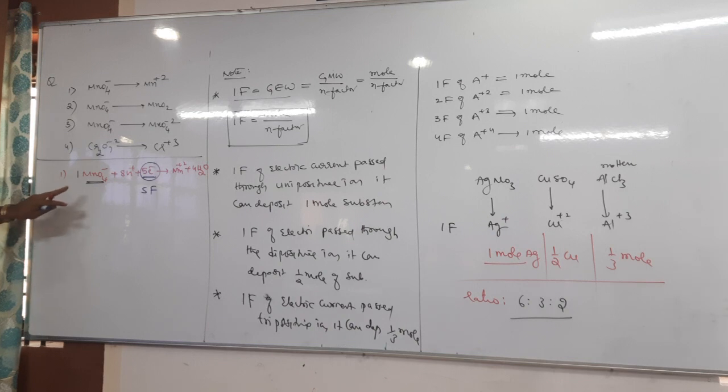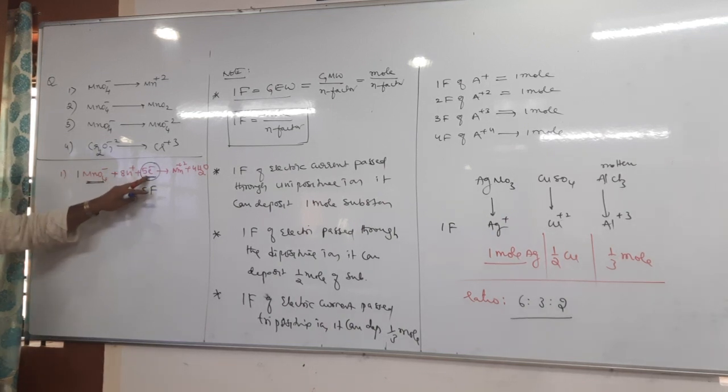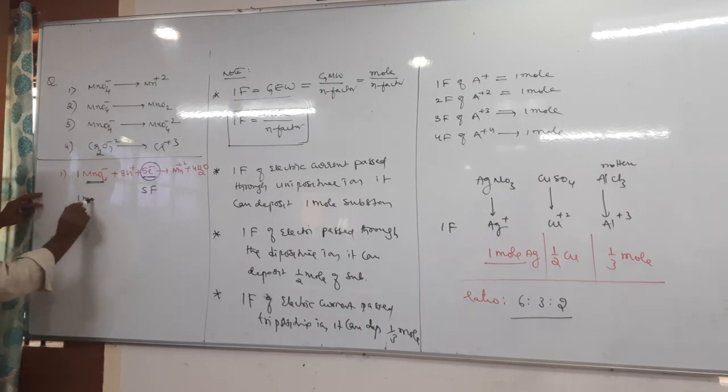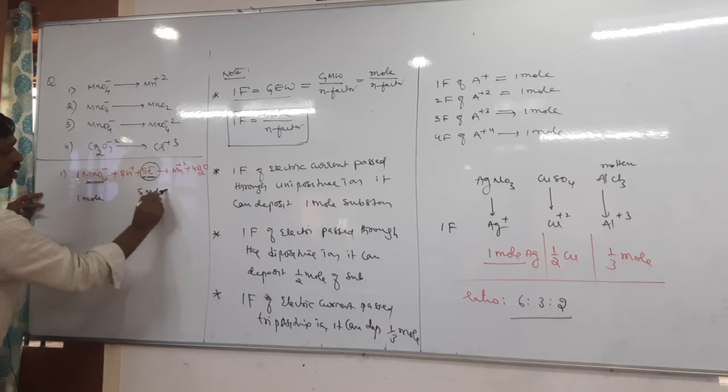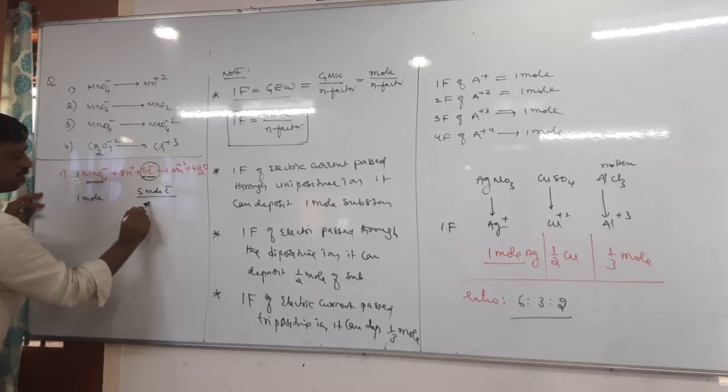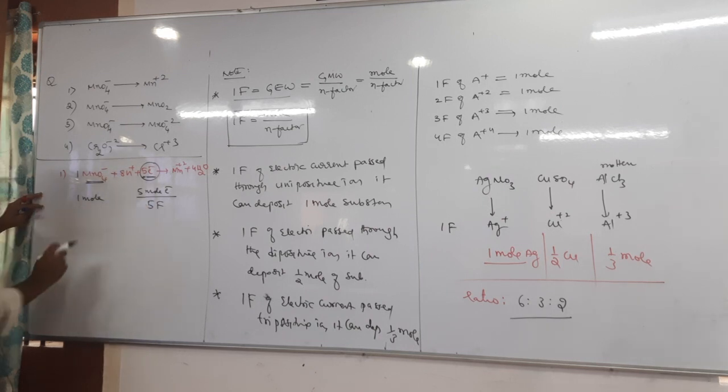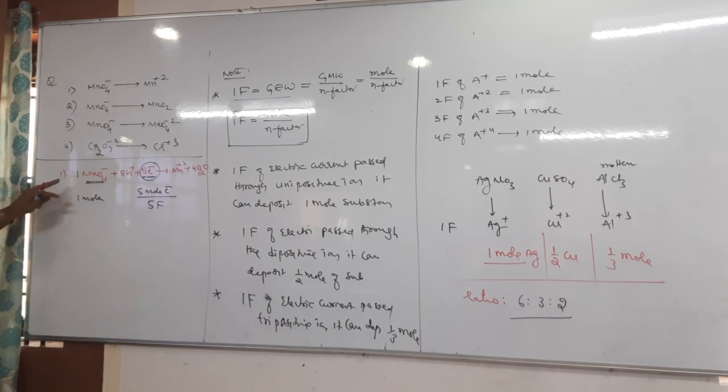Is that clear? It is 1 molecule, no? 1 molecule requires 5 electrons. If you take 1 mole, it becomes what? 5 moles of electrons. 5 moles of electrons is nothing but 5 Faraday. Yes or no? That is nothing but electrons only. If you take 1 molecule, 5 electrons. 1 mole, 5 moles of electrons. Similarly in this case, do it.